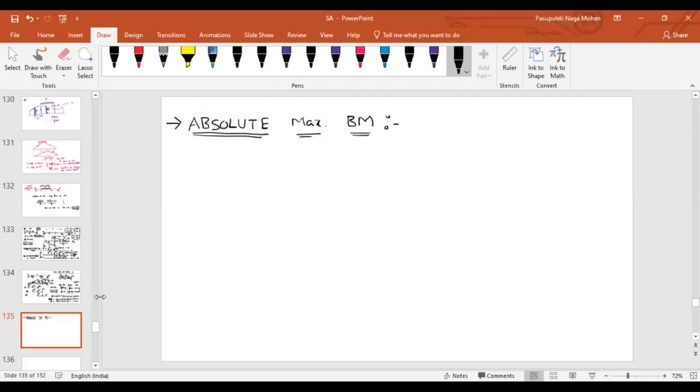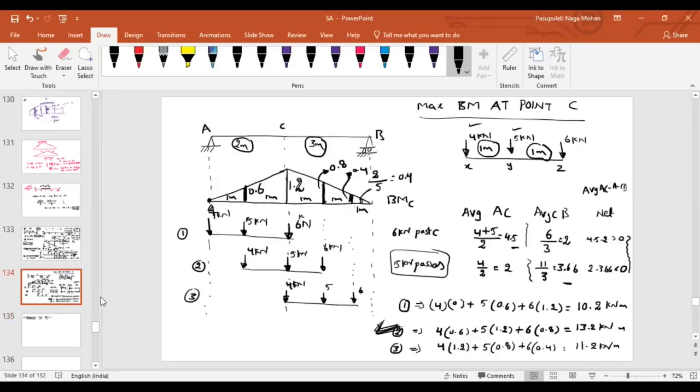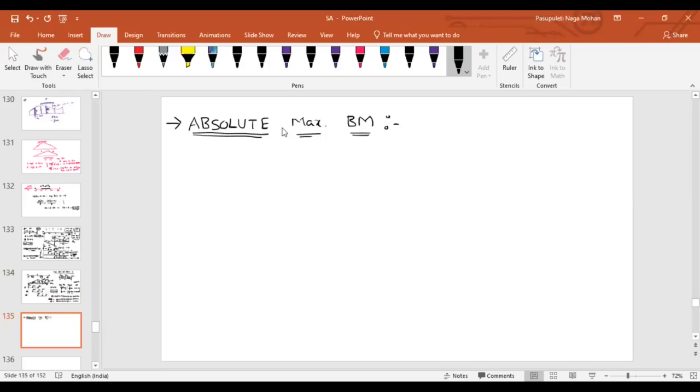It's not about positive value. If I am talking about maximum bending moment at point C, that means we are finding the maximum value at point C. But if I am talking about absolute maximum, that means over the entire beam. It is not specifically at the particular point. Over the entire beam, if the loads are moving on the beam, what is the maximum bending moment that you will get?